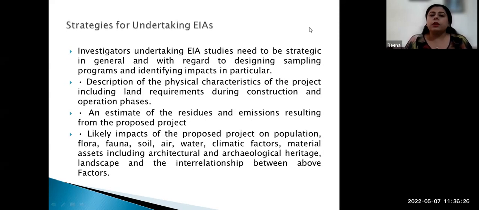So the strategies for undertaking EIA, basically, again, this is repetition only. You have to describe the physical characteristics. You have to estimate all the residues and emissions. You have to see the likely impacts of the project on the population, flora, fauna. Earlier I had given you a broader perspective, so here I have detailed out each and every aspect. All the impacts will be seen on population, flora, fauna, soil, air, water, climatic factors, material assets, even archaeological heritage.